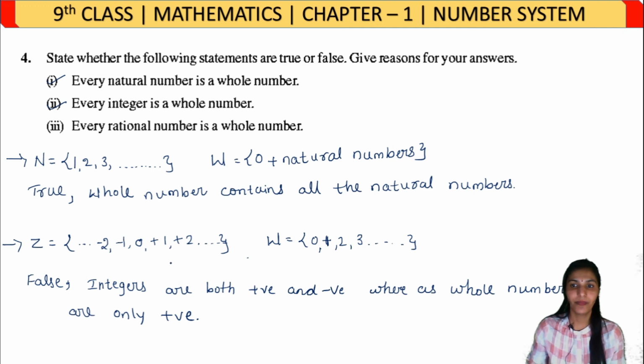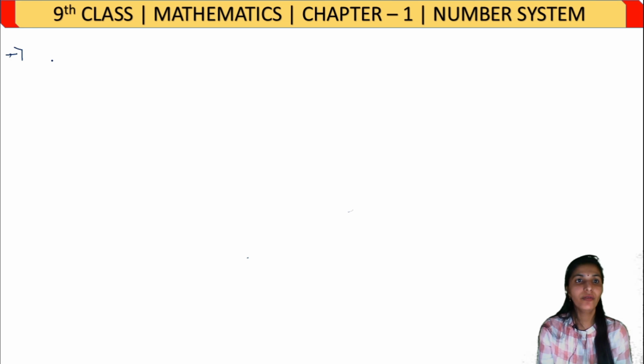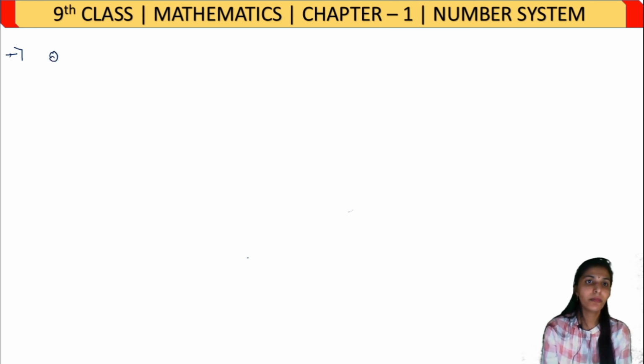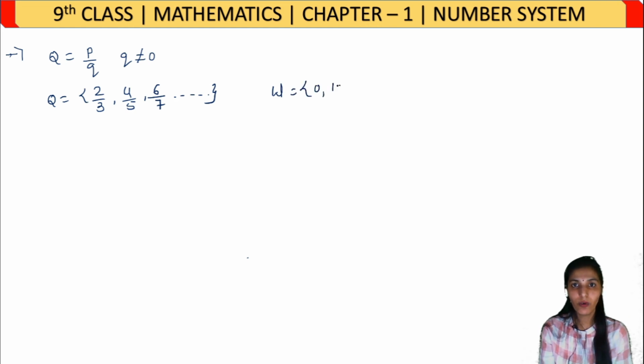And the next one, every rational number is a whole number. So is every rational number a whole number? For this we have to recall the definition of rational number. According to the rational number, the numbers are written in the form of p by q, where q is not equal to 0. If I take some examples: 2 by 3, 2 by 5, 6 by 7 and so on. Whole numbers are 0, 1, 2, 3 and so on.